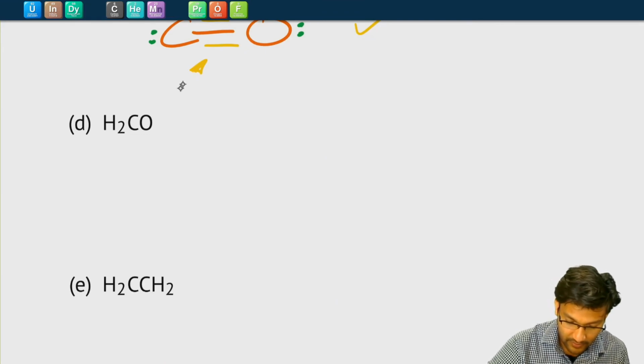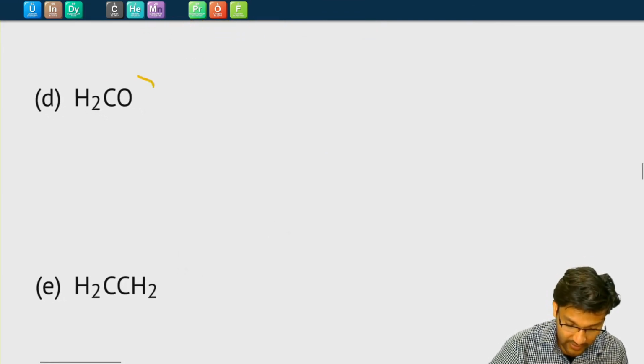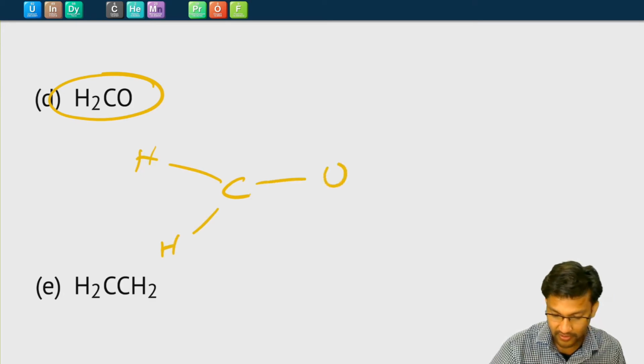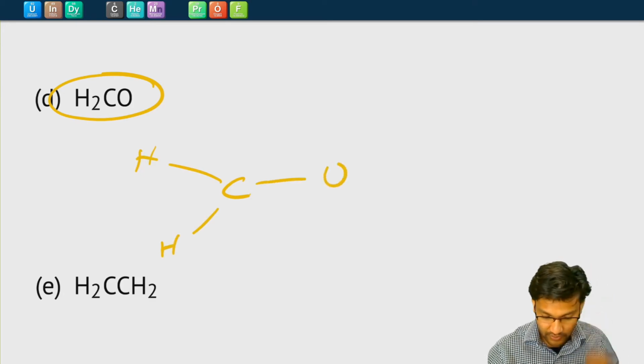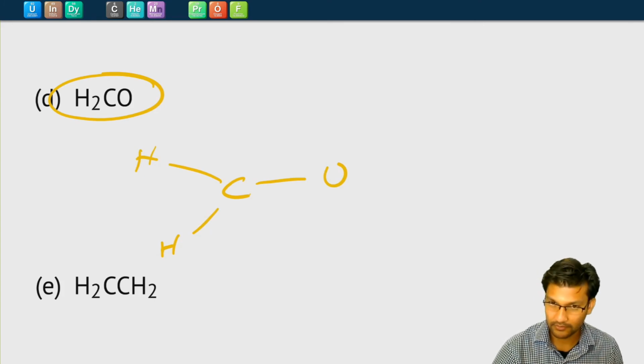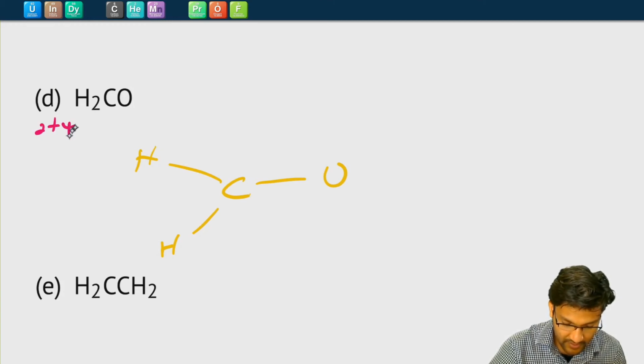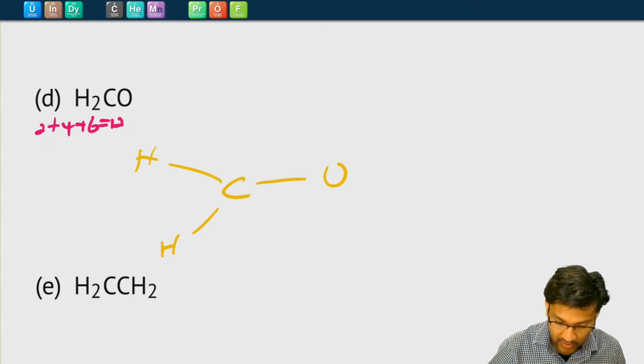All right, let's look at this one. The skeletal structure, we talked about how we put hydrogens at the terminal positions, and how we put oxygen in a terminal position. So let's draw that. 2 hydrogens, 1 carbon, 1 oxygen. That's our skeletal structure. Let's count valence electrons. 1 from each of the hydrogens, so that's 2, 4 from the carbon, and then 6 from the oxygen, so that's 12. But we already have 2, 4, 6 in the bonds, so we have 6 electrons left.